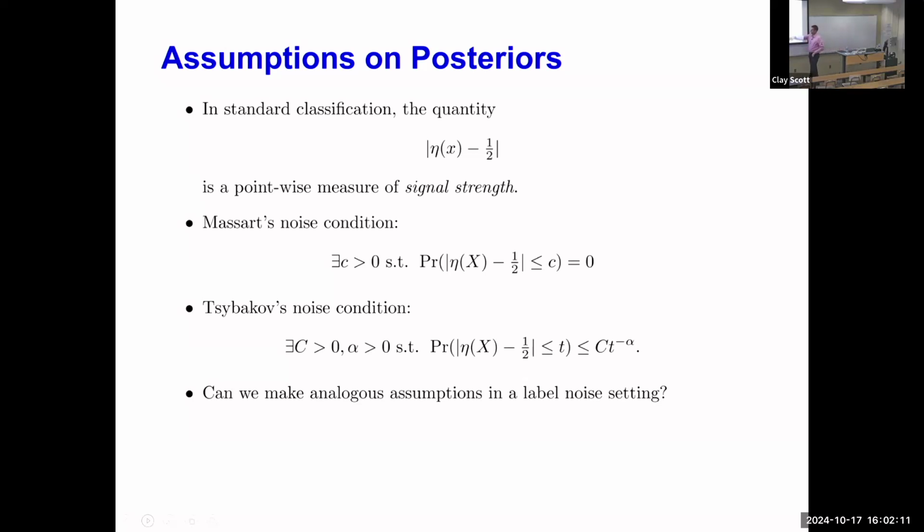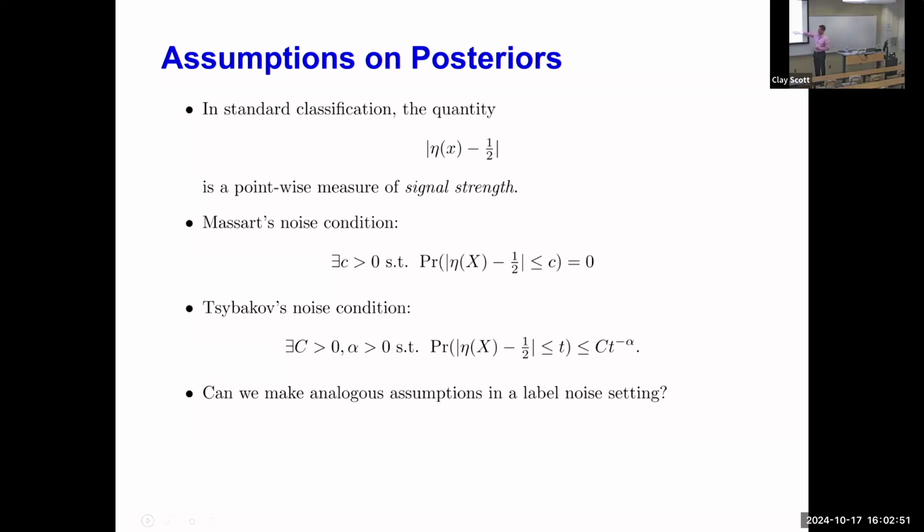A more relaxed assumption is Tsybakov's noise condition, which says that the probability that eta of x is within t of a half decays as t goes to 0. So it's saying, okay, the posteriors can cross the 1/2 line, but they don't spend a lot of time there. It's not there with high probability. Anyway, these are common assumptions in the literature.